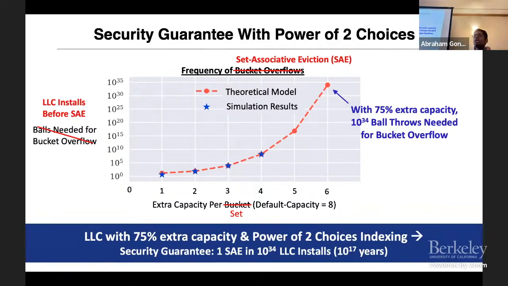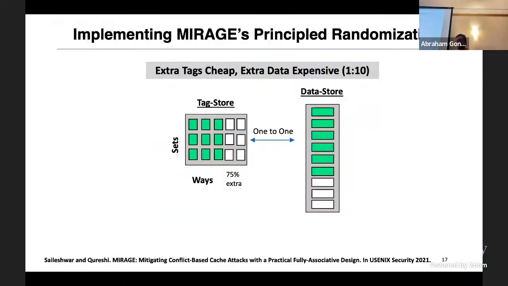Right? So this is the security guarantee that we aim for. How do we practically implement it? In Mirage, which is the cache design that incorporates these primitives, we observe that provisioning extra capacity in the data store is expensive, but provisioning extra capacity in the tag store is not. And for placement of lines, we really care about the tag store design.